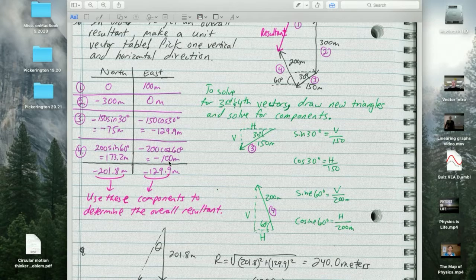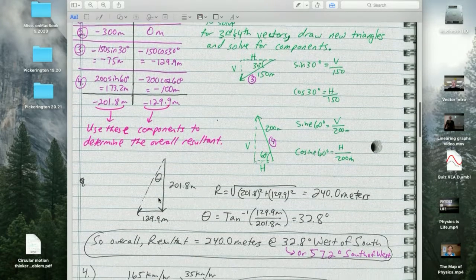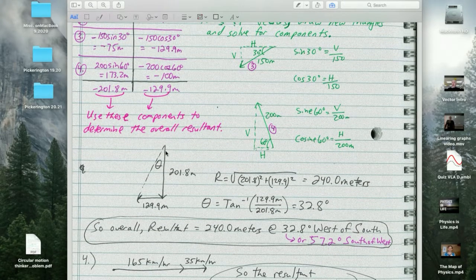So when I add all these up, I get plus 100, 0, minus 129.9, minus 100. I get minus 129.9. On this one, I get minus 300, minus 75, plus 173.5. I get negative 201.8. So now I'm honestly about 90% of the way done. I'm going to use this north component, which is actually south, and this east component, which is actually west, to draw a new final triangle. I like to draw the longer edge of the triangle first, so it's 201.8 down, 129.9 to the west. You could have drawn it to the west first and then south, wouldn't matter.